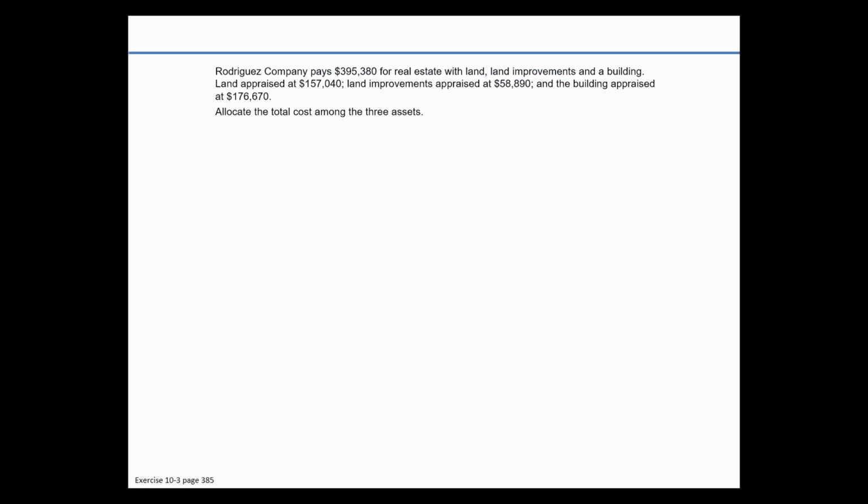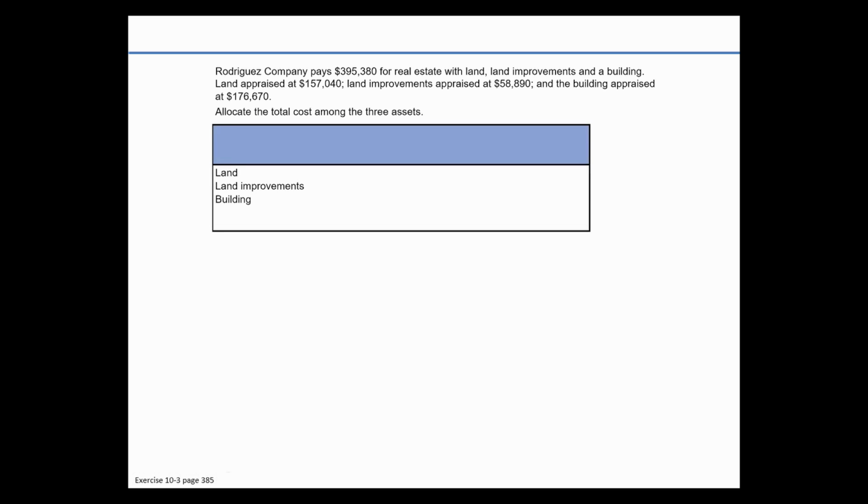So, the lump sum purchase of assets. Rodriguez Company pays $395,380 for real estate with land, land improvements, and a building. The land was appraised at $157,040, land improvements appraised at $58,890, and the building appraised for $176,670. So we'll allocate the total cost among these three assets.